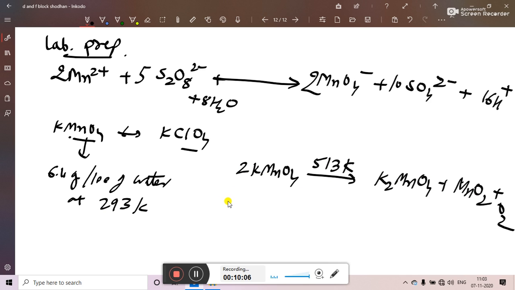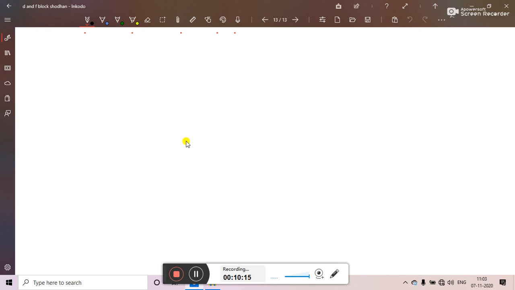Thereafter, we will see that there are two physical properties which are very much interesting in case of potassium permanganate, and they are its intense color as well as its diamagnetism.